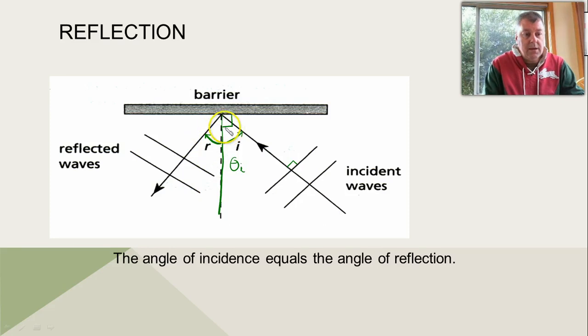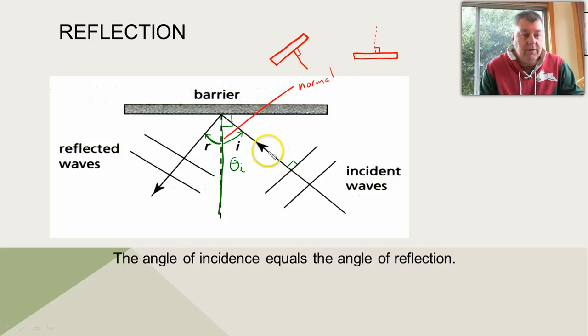Okay, and it's always measured from the normal. So this guy here is called the normal. If we have a barrier like so, the normal is always at 90 degrees to it. Another barrier over here, or interface, and the normal is always at 90 degrees to it. Let's try and remember that, because a lot of students want to measure this angle here, and it doesn't work because that's not how we've defined the angle of incidence and the angle of reflection.